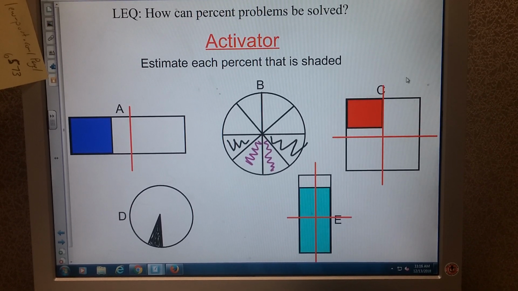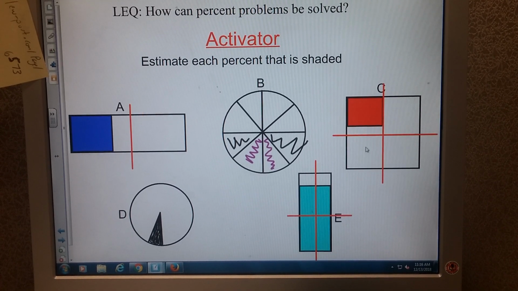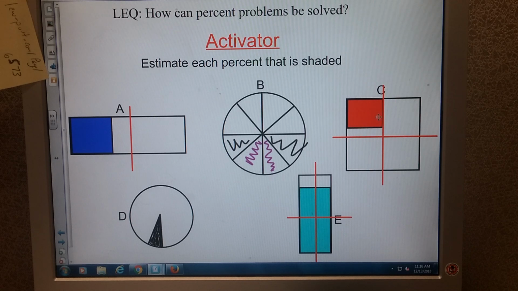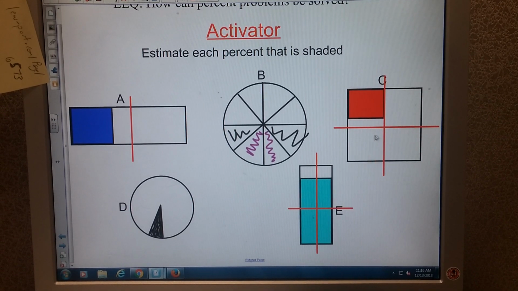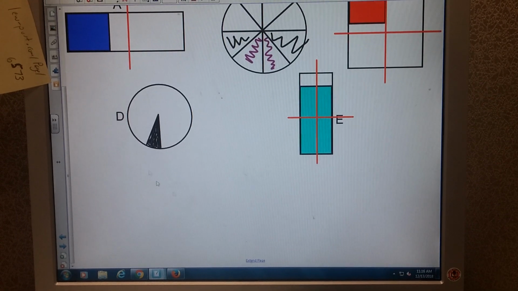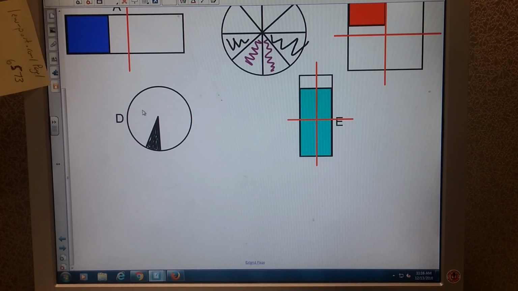In C, I've split it up into quarters, so each represents 25%. And I can see that this is slightly less than 25%, so a good estimate here would be around 20. D, this is a very small percentage of this circle that's shaded. I would say anywhere from 5 to 10%.